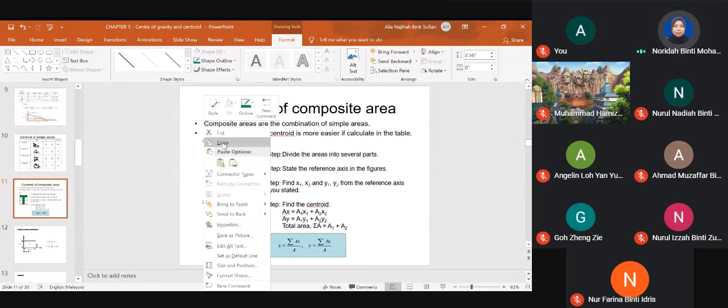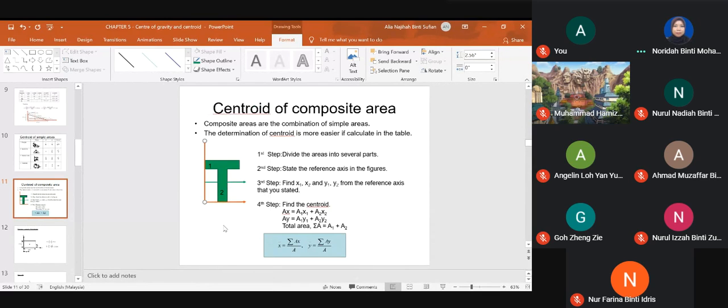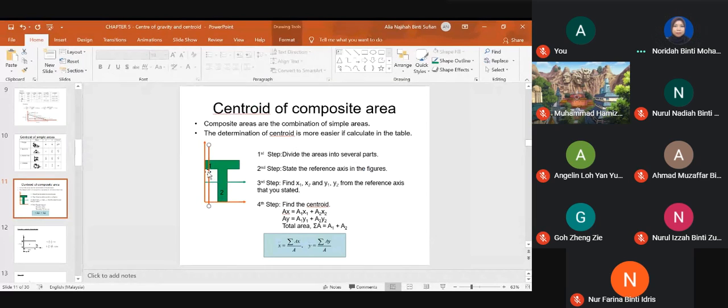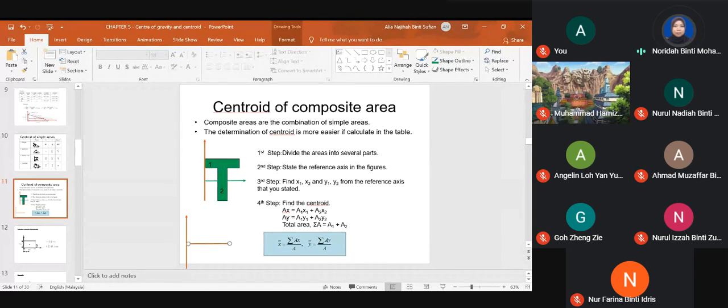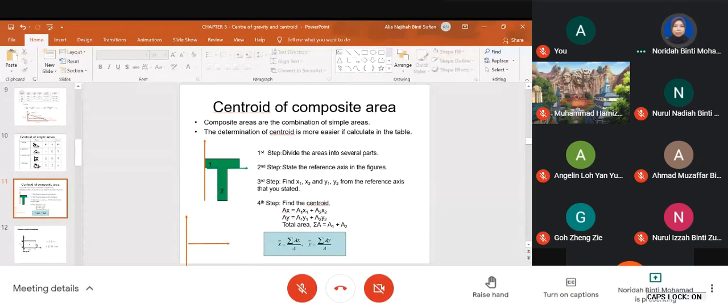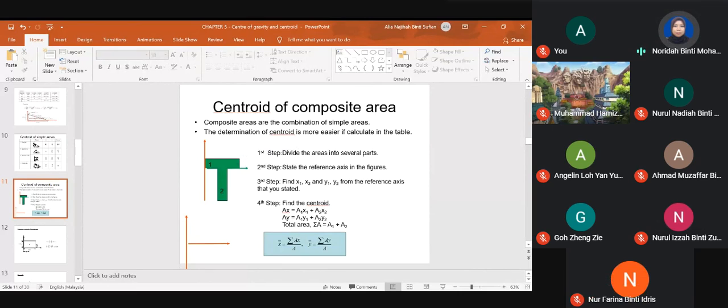The y-axis could be here. And the combination could be also like that. Could also be like this. So we will see how to solve this with various locations of the y and x axis.